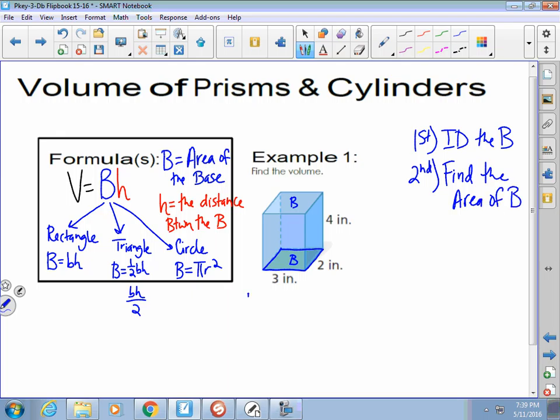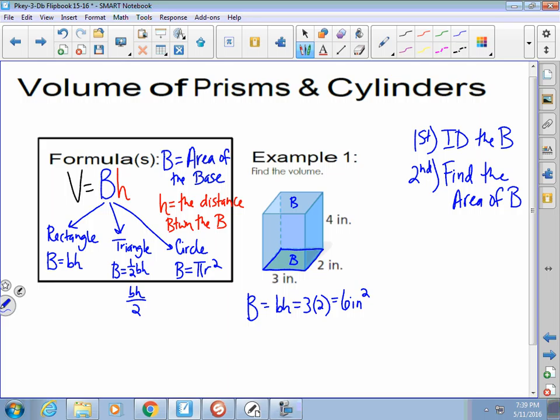Okay, so if I know my B is a rectangle, to find the area, that's when we do base times height. So the base of the rectangle is the 3, and the height is 2. So we got a 3 by 2, so our area is 6 inches squared. So we took care of the B. Now, I know there's 2 of them, but you just need to find the area of 1.